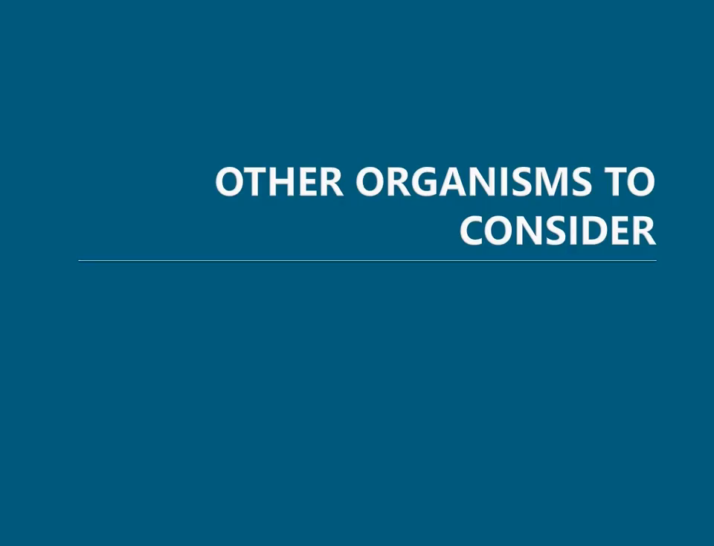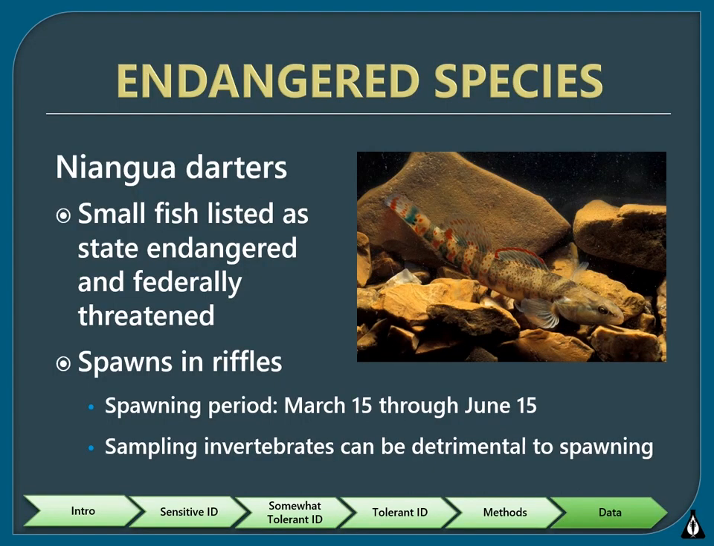While we have identified lots of invertebrates you will be identifying in the field, there are some other organisms to consider, from endangered species to nuisance species. There is an endangered species that spawns in riffles during times when monitors like to sample streams. The Nyangwa darter is a small fish that is listed as Missouri state endangered and federally threatened. Because the Nyangwa darter spawns in riffles, kicking up macroinvertebrates can be detrimental to spawning. For monitoring sites in the Nyangwa darter range, we ask that monitors avoid sampling between March 15th through June 15th.